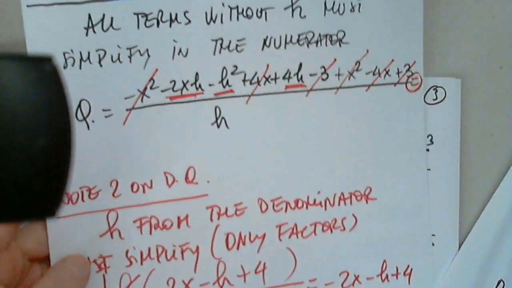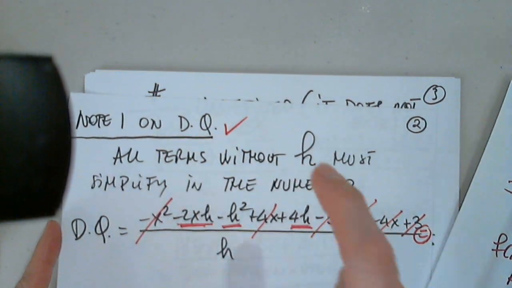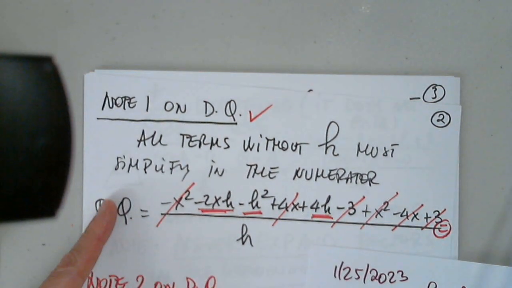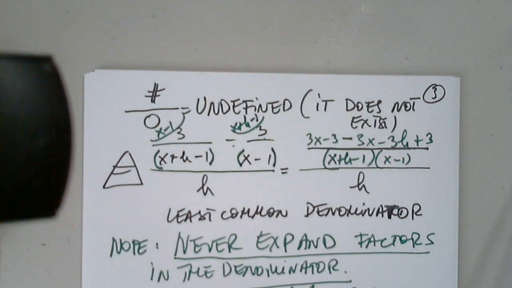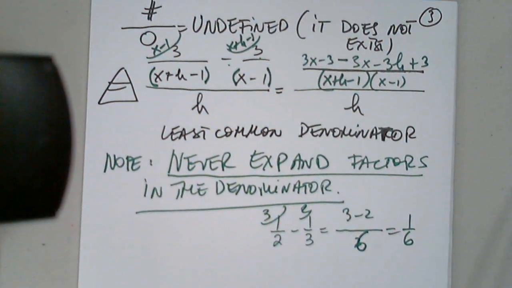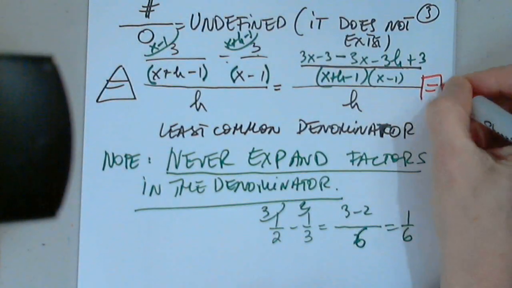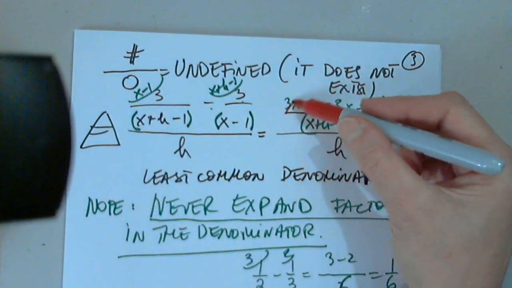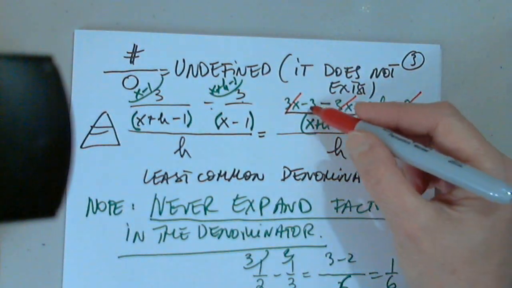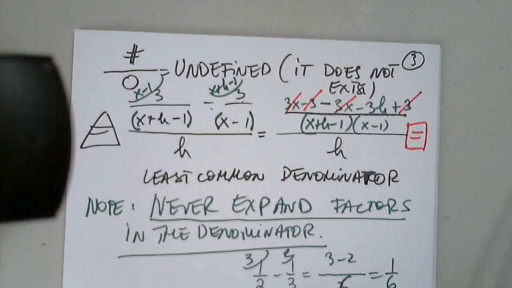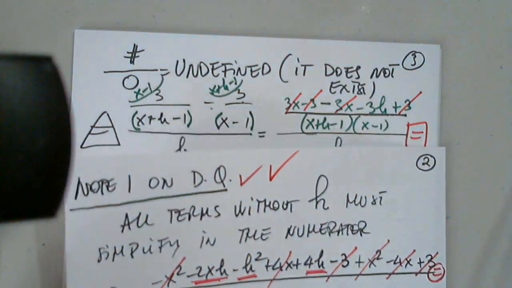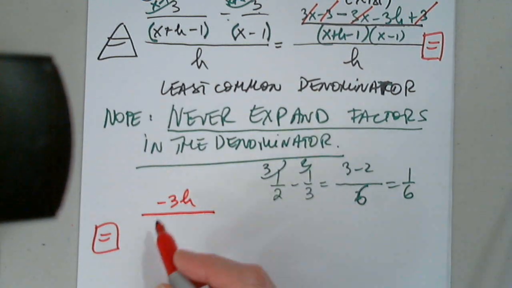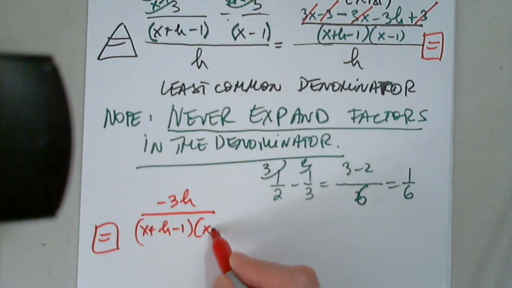Perfect. So, note 1. All terms without h must simplify in the numerator. Otherwise, we are not on the right track. We made a terrible mistake if that does not happen. You know I'm lazy, I don't like to write again, so I'm going to use a square and continue here, jumping over all this. I see the 3x with a negative 3x, and the positive 3 with a negative 3. So note number 1 holds. Good. So then the numerator now is negative 3h over x plus h minus 1 times x minus 1.